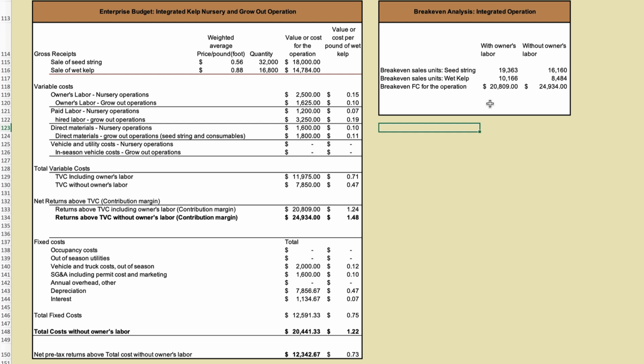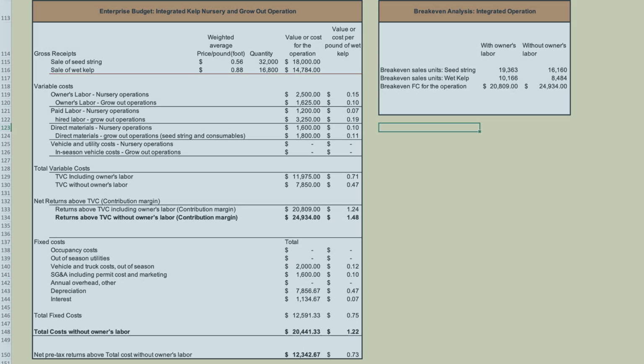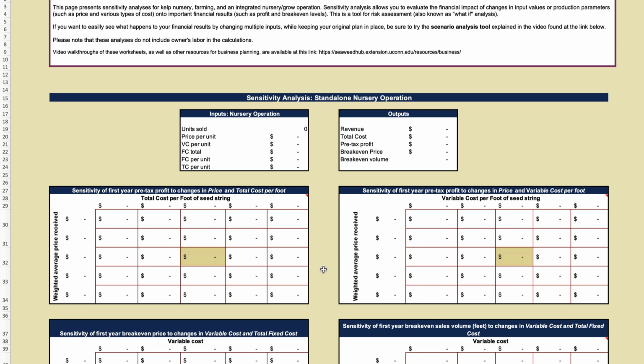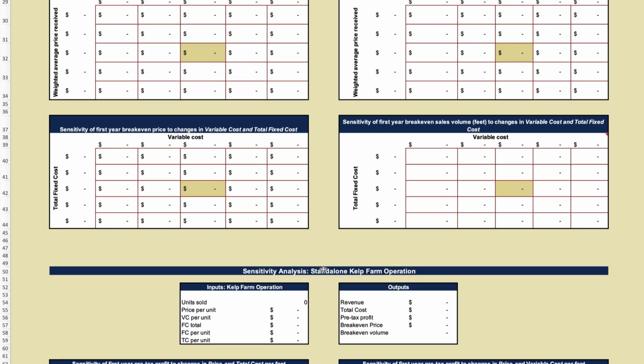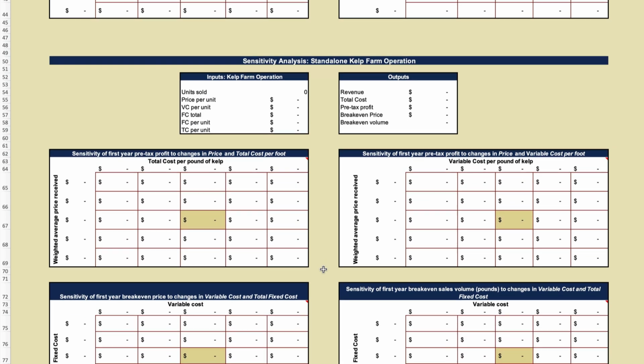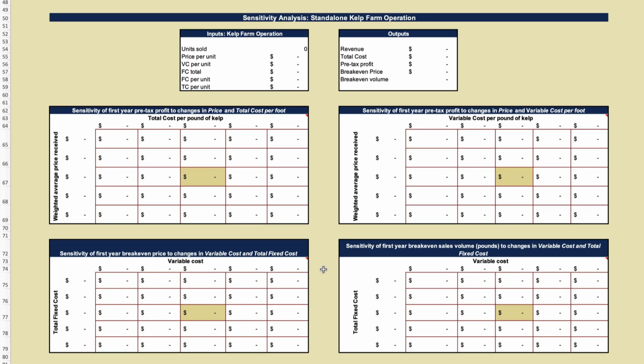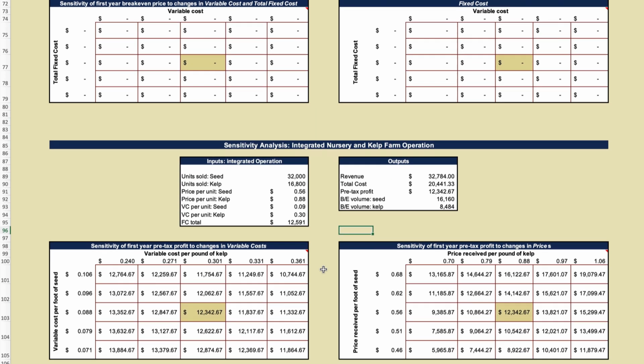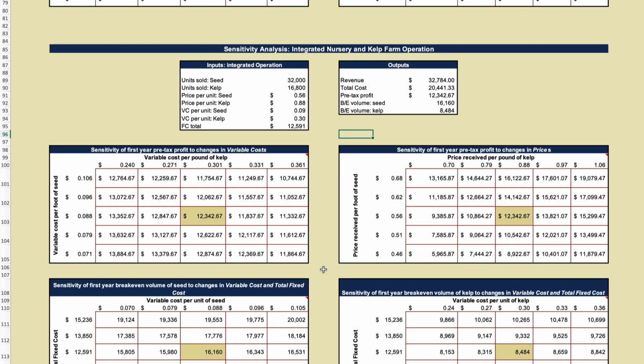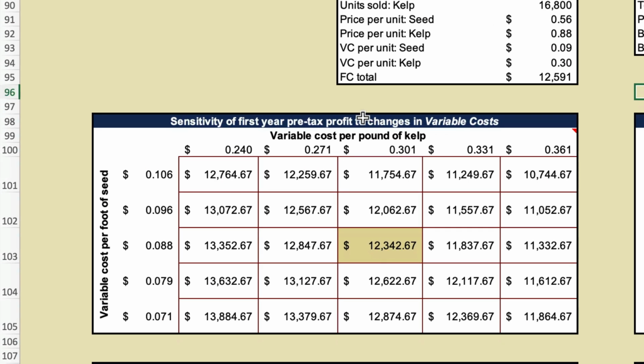And the last economic analysis output is sensitivity analysis. Now, sensitivity analysis, just like with the enterprise budgets, we do them for a standalone nursery operation, which does not apply here, for a standalone kelp operation, which does not apply here, and then for an integrated operation. Now, these tables, all they do is they tell you, okay, this one over here says sensitivity of first year pre-tax profit to changes in variable costs.